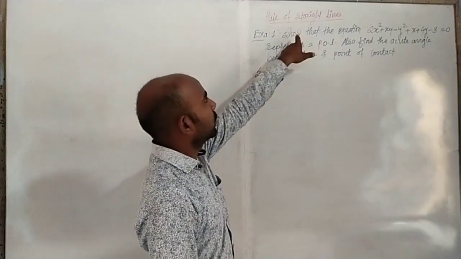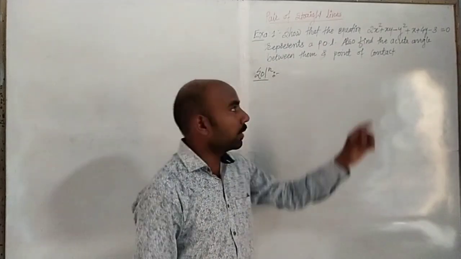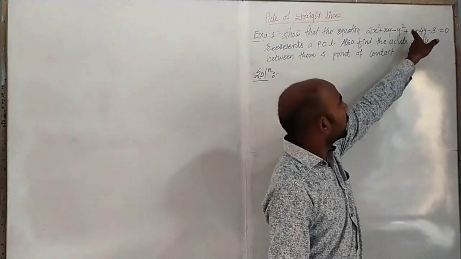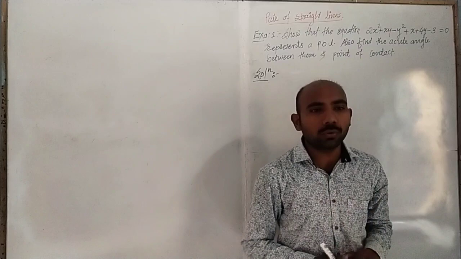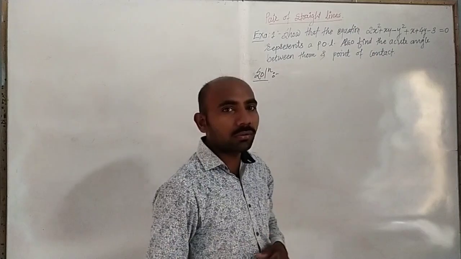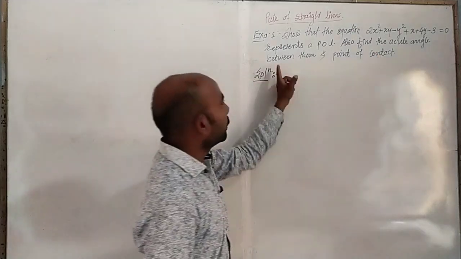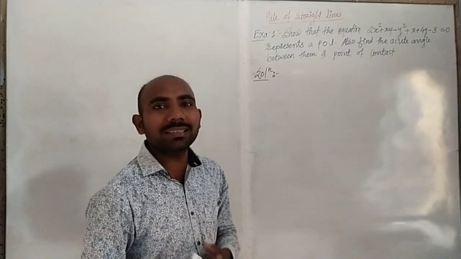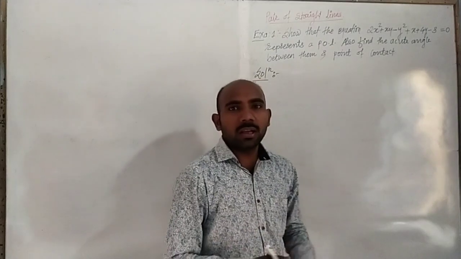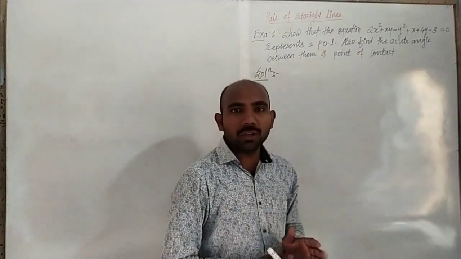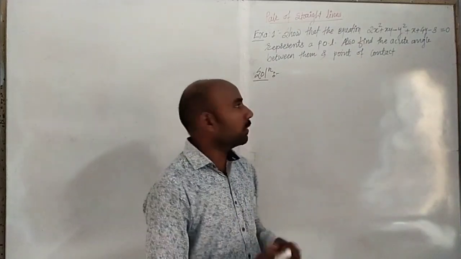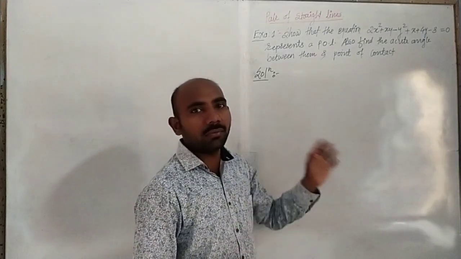So, we have here the question: show that the equation 2x square plus xy minus y square plus x plus 4y minus 3 equals 0 represents a pair of lines. Also, we have to find the acute angle between the two lines represented by the equation and the point of contact. We discussed before what the general second degree equation in x and y is, what the angle between them is, and what the point of contact is. We take all these three in one example.